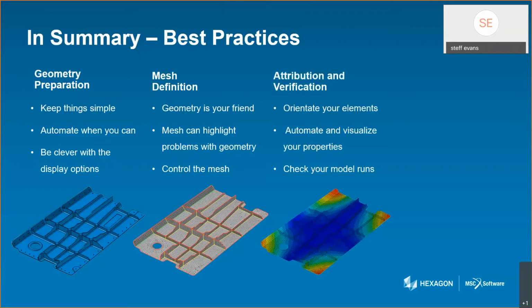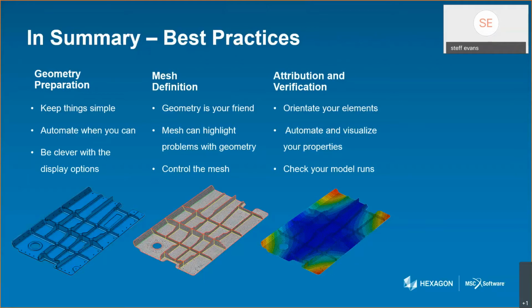Attribution and verification: orient your elements both in terms of shell normals and shell XY direction. Automate and visualize your properties, so use the section mode to look at your property sets and how they're distributed in the model. And then finally, check that your model runs.